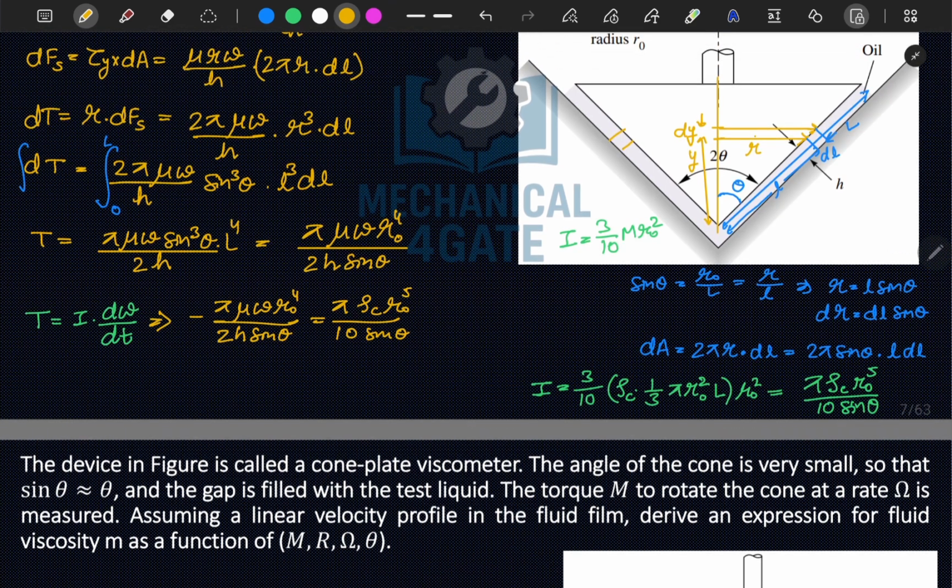Sorry, this is not L. That is pi r L, which is your surface area. This is your 1/3 pi r naught squared times height. Let's say this capital H is the height. And we can write from here that tan theta is equal to r naught by h. So h is equal to r naught by tan theta. So this will be your tan theta here.